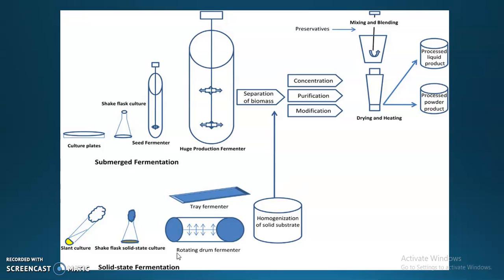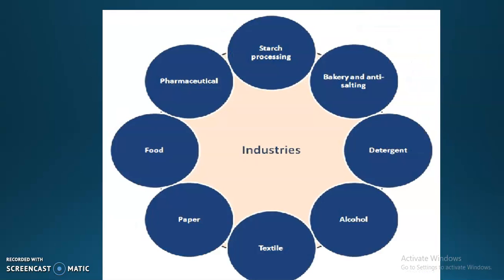In the case of solid state fermentation, the fermentation is done in tray fermenters, that is in trays, or rotating drum fermenters can be used. After solid state fermentation, the product obtained can be concentrated, purified and modified. Then drying is done, then addition of preservatives, and the final product will be ready for marketing.